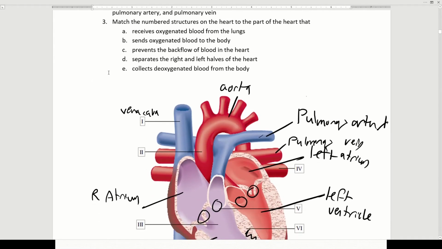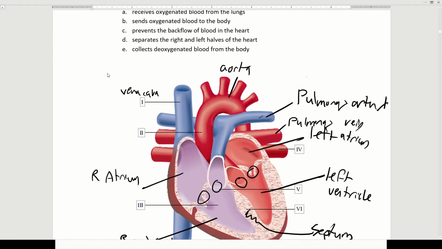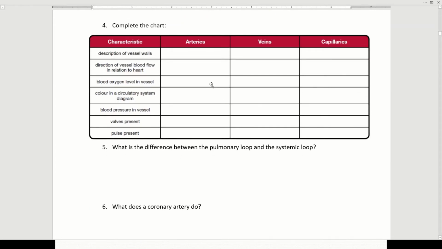Okay. Match the number that receives oxygenated blood from the lungs. So oxygenated from the lungs is when it makes its way back from the lungs, the pulmonary vein, which is going to be IV. Sends oxygenated blood to the body. So that's going to be our aorta, which is 2. Prevents backflow of blood. We're looking for a valve. It looks like 5 is pointing to a valve. Separates the left and the right halves of the heart. That's our septum, which is VI. And then collects deoxygenated blood from the body. That's the vena cava, and that's going to be I.